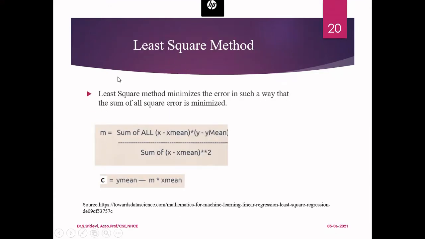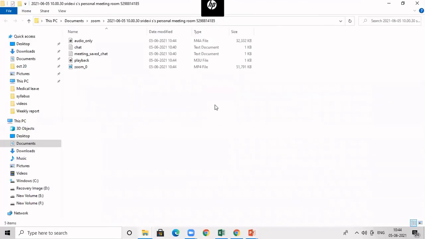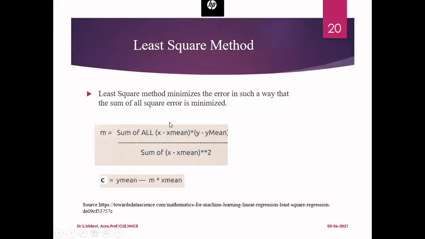Let us see how they are finding the squares of the residuals. For that, they are using something called the least square method. This least square method is going to minimize the error in such a way that the sum of all square error is minimized. Now, let us see the formula here.